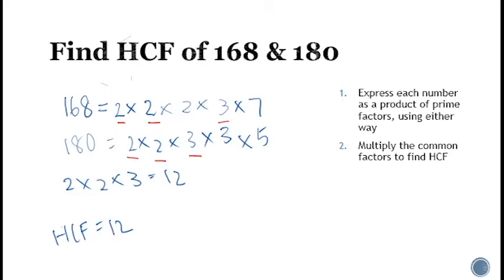Finding HCF of 168 and 180. Same thing, you express each number as a product of prime factors using either way. Then you multiply the common prime factors. Be careful, not 2 times 3, but 2 times 2 times 3. So for LCM is multiplying the largest set, for HCF is the common factors.